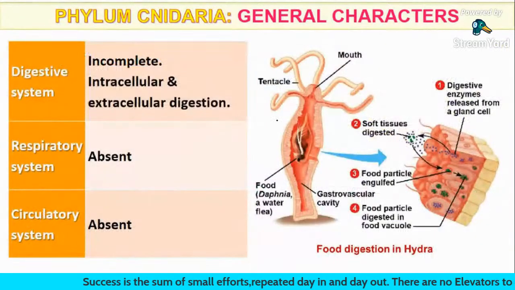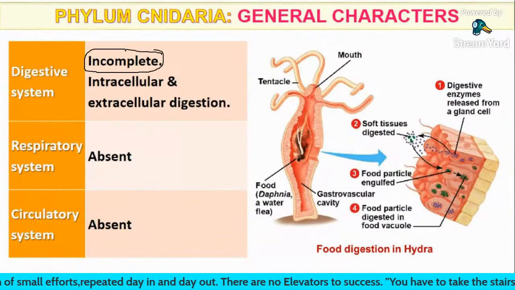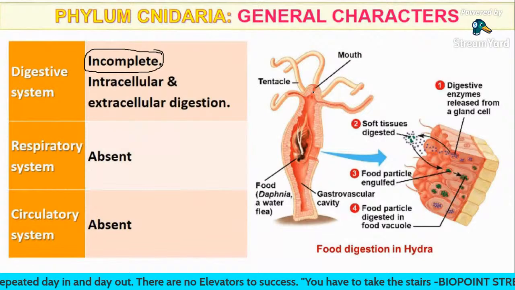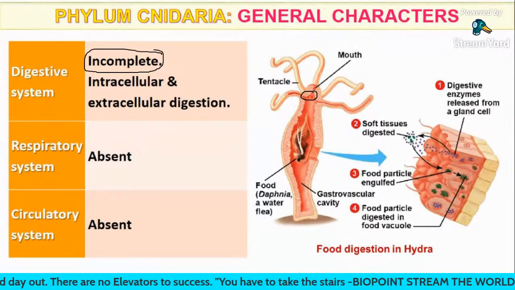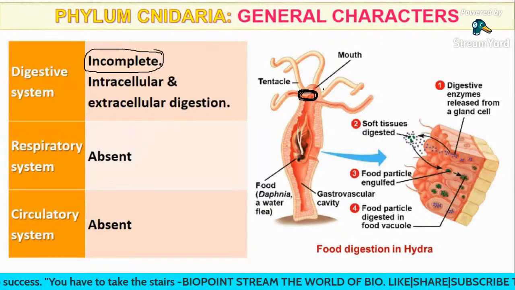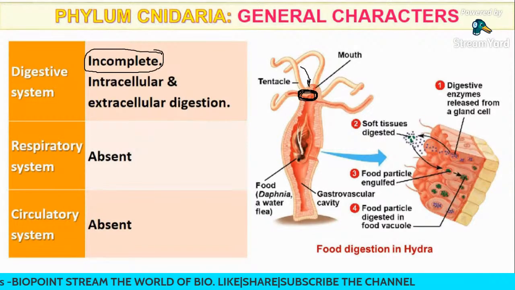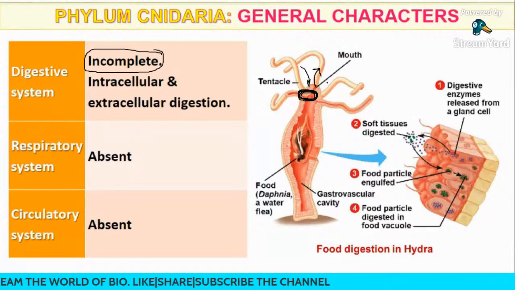Next is about the digestive system. Incomplete digestive system. What is incomplete digestive system? They have only one particular opening. This is their opening. Only through this particular opening, food is taken inside and the excretion is also taking place.